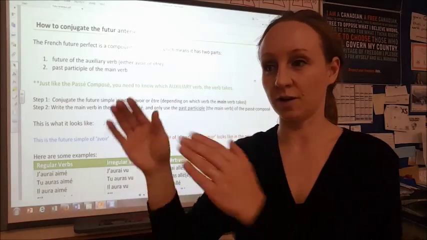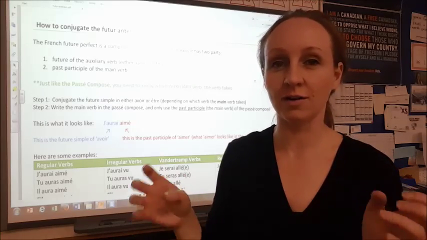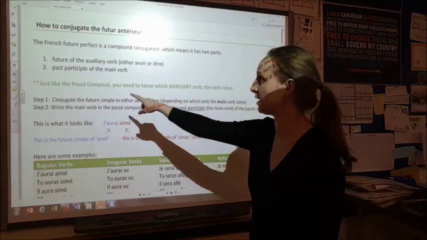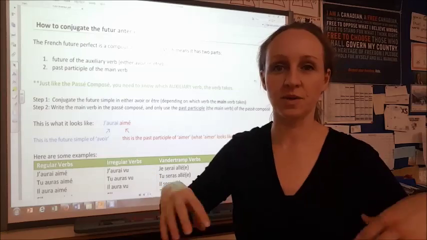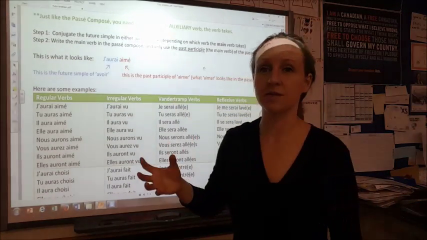So you've got your pronoun, you've got your auxiliary verb, the middle verb, the avoir or être, and then you're going to have the main verb that you're trying to conjugate. So again, just like the passé composé, you need to know which auxiliary verb, whether it's avoir or être, goes with which verb. I'll show you in a minute. So here's what it looks like.